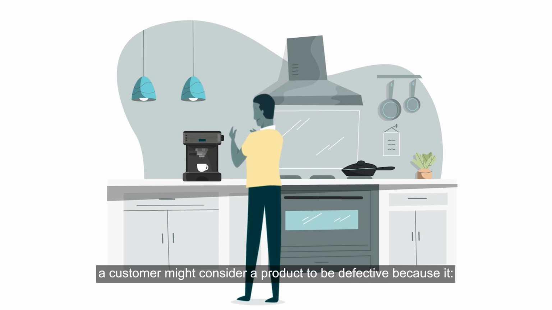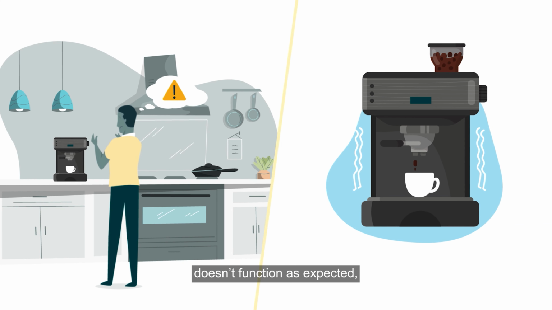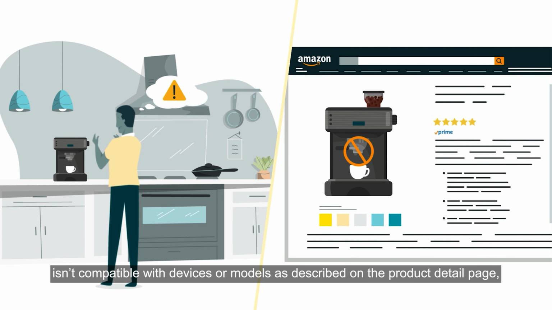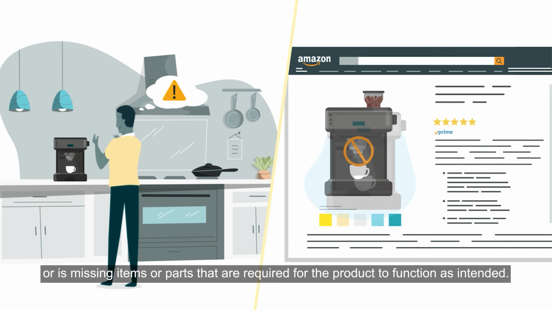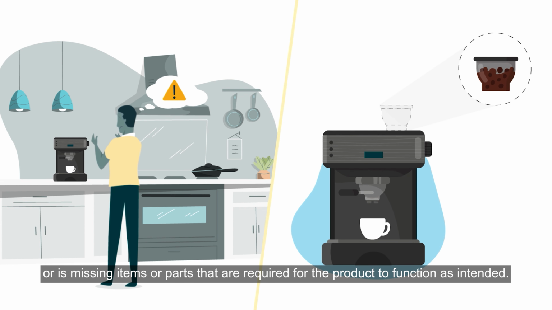For example, a customer might consider a product to be defective because it doesn't function as expected, isn't compatible with devices or models as described on the product detail page, or is missing items or parts that are required for the product to function as intended.